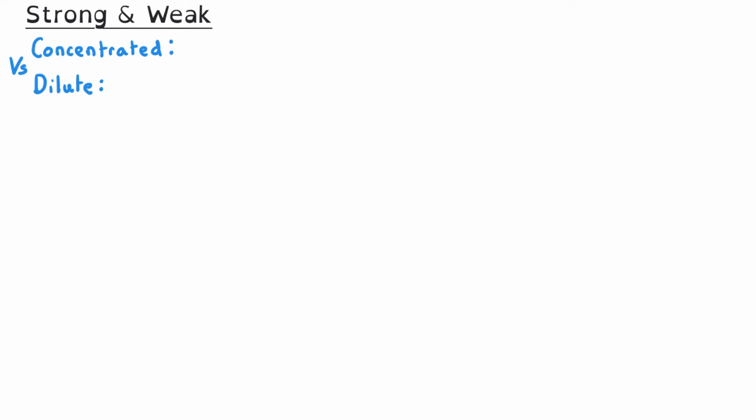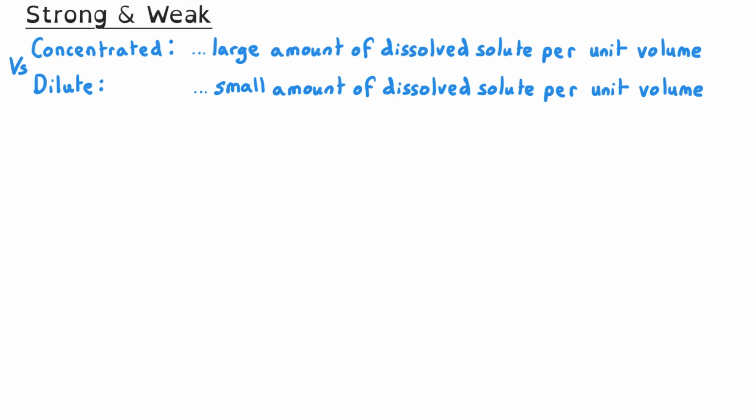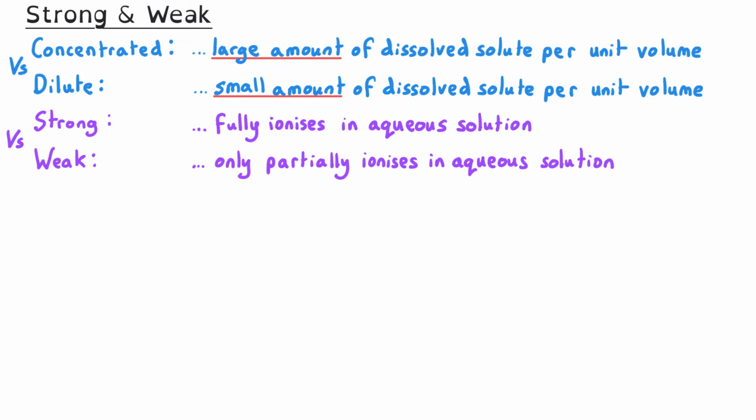Acids and bases can both be defined as being either strong or weak. Now, this is really different to concentrated or dilute. A concentrated solution just means that there is a large amount of solute dissolved in the solvent, whereas dilute means there's not very much. Strong means something quite different, and it's a measure of how fully the substance ionizes when you place it in water.